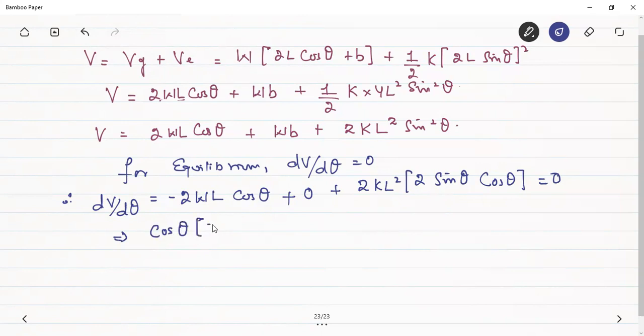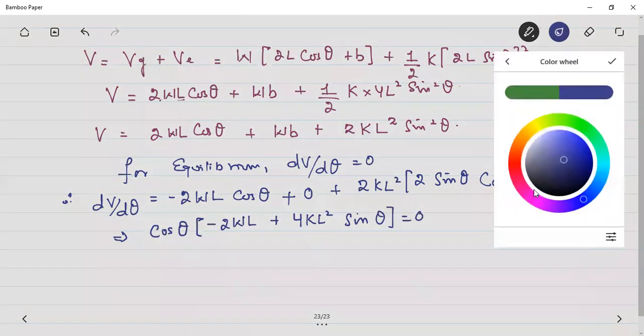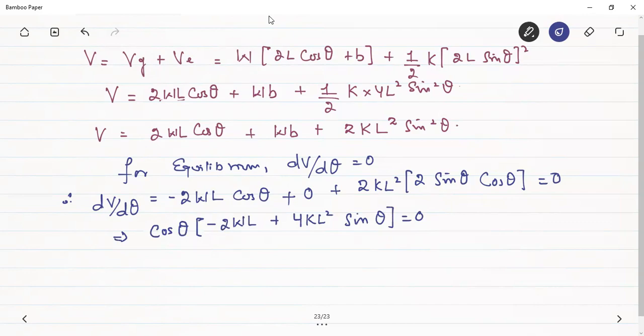If cos theta is common, in the brackets we can have 2WL plus 4kl square sine theta. This should be 0. Apologies for this slight correction here. And this is 2wl cos theta, and its derivative will be minus 2wl sine theta.